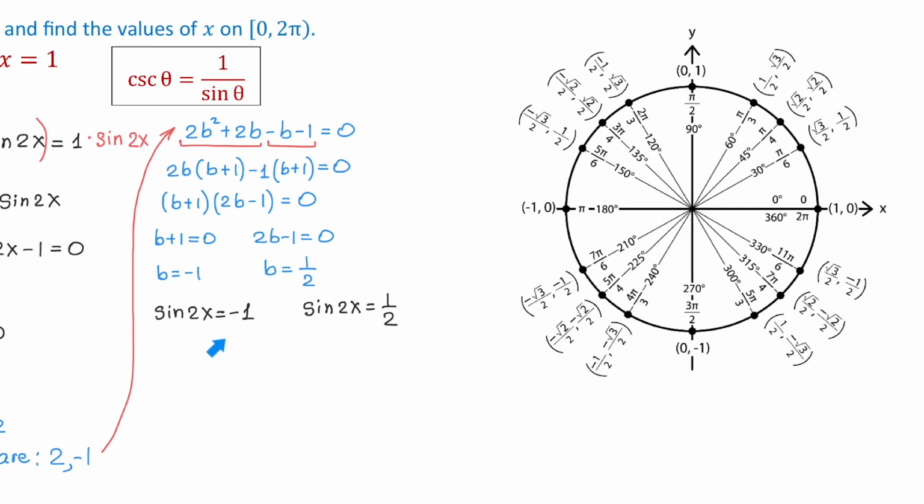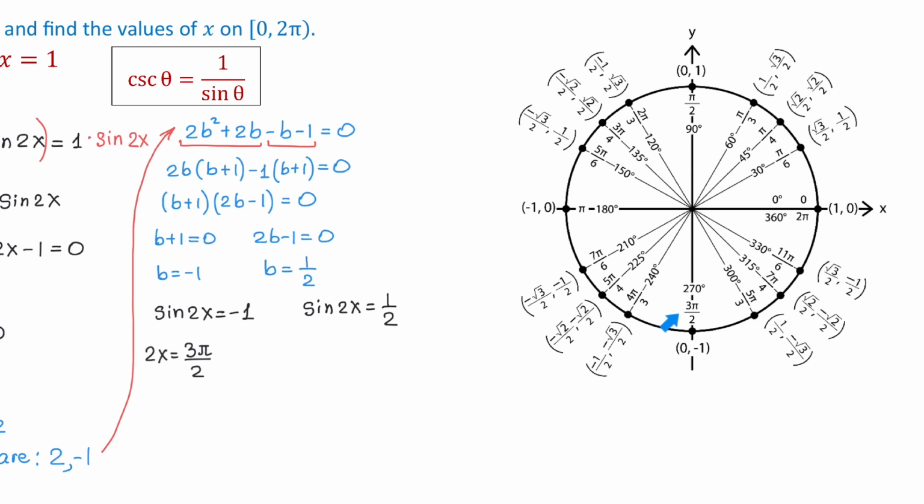So let's start with the first one. On the unit circle, we need to find all the angles where the value of sine is negative 1. And recall that the first coordinate of each point represents the value of cosine, and the second coordinate the value of sine. And so far, we see that sine is negative 1 when the angle is 3 pi over 2. So we will write that 2x equals 3 pi over 2. So the input here is 2x, and so far we found one angle where sine is negative 1.